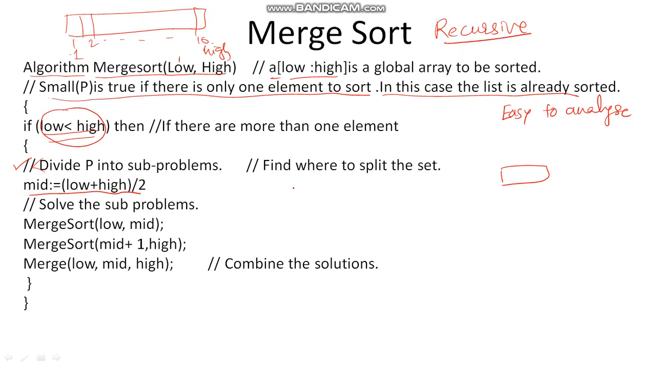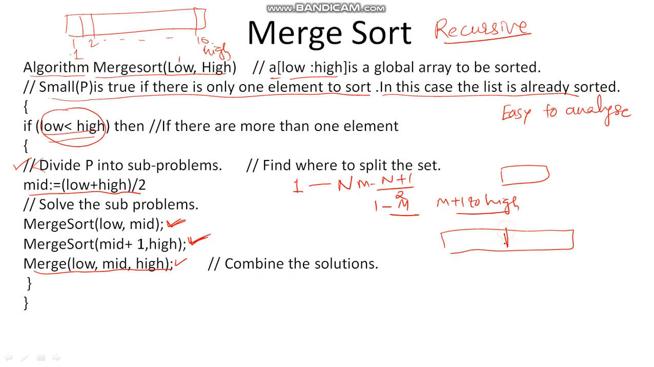And solve the subproblems. The problem I want to solve is an array from 1 to n. But now I am dividing this problem into two parts: from 1 to mid, where mid is half of the array, and mid plus 1 to high, the second half of the array. So solve the two different sub-arrays. Finally, when you get the two sorted arrays, you can merge them, so the array is again placed in a single one. This is the first half, this is the second half, so finally we have to merge these two arrays.